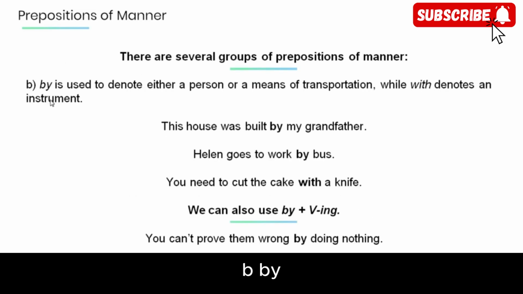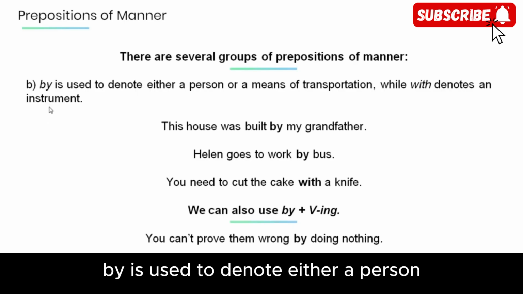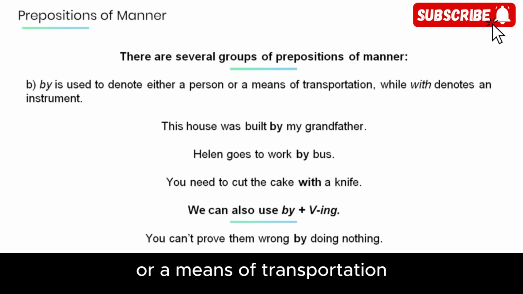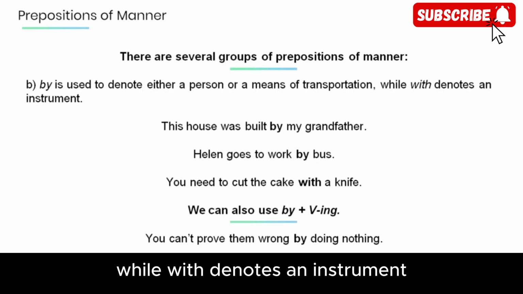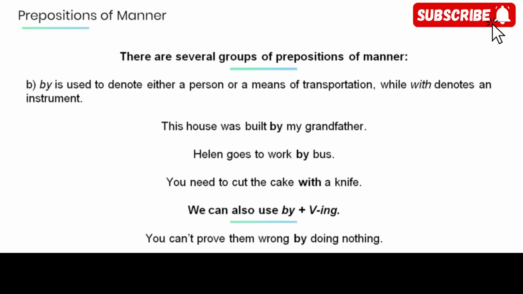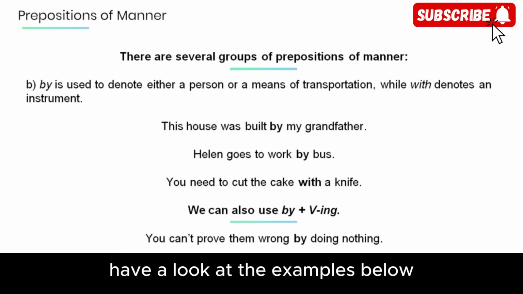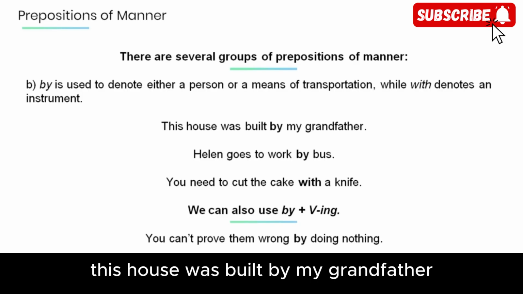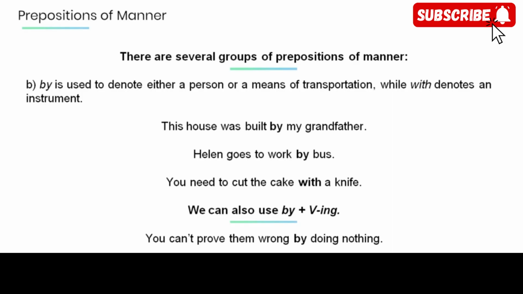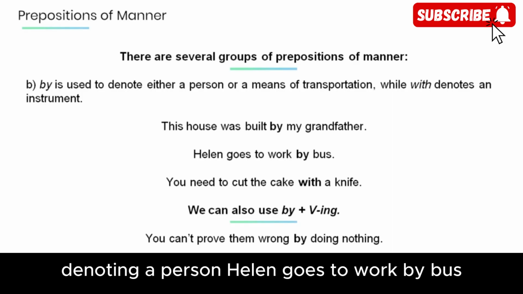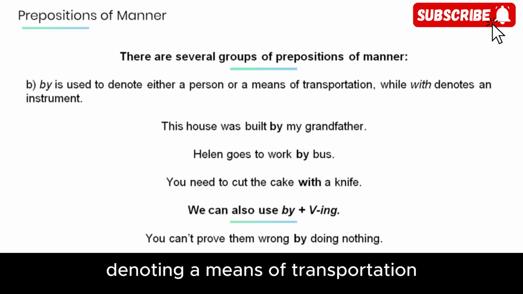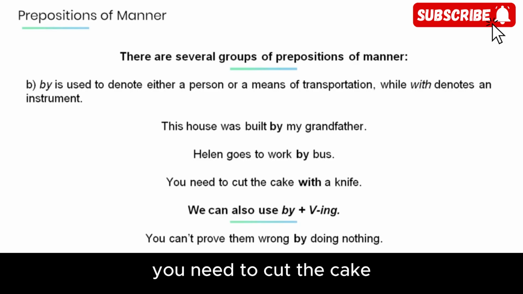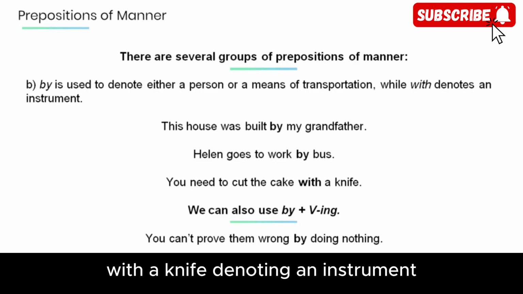B, by. By is used to denote either a person or a means of transportation, while with denotes an instrument. Have a look at the examples below. This house was built by my grandfather, denoting a person. Helen goes to work by bus, denoting a means of transportation. You need to cut the cake with a knife, denoting an instrument.